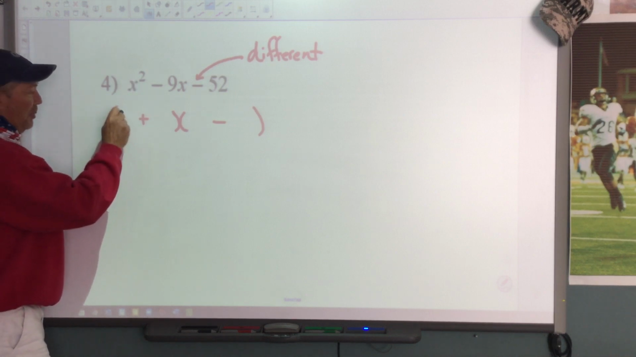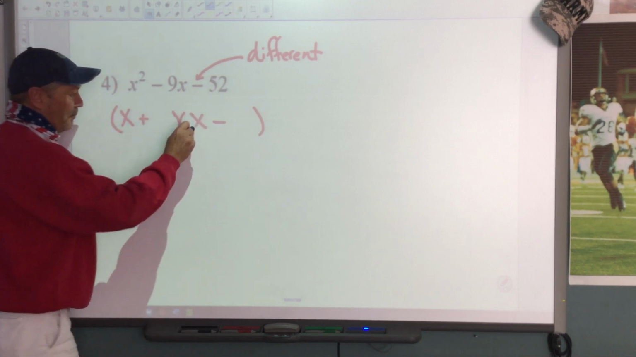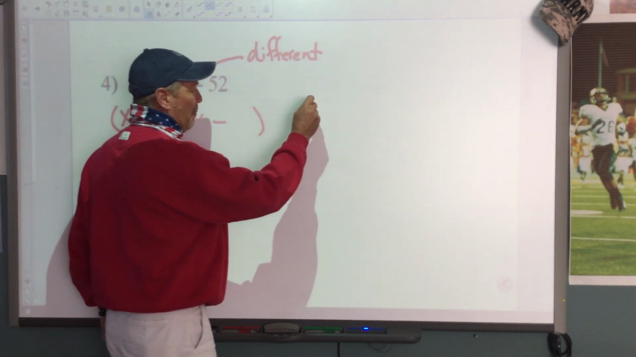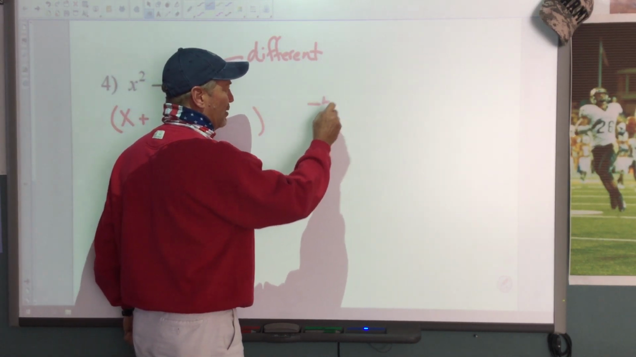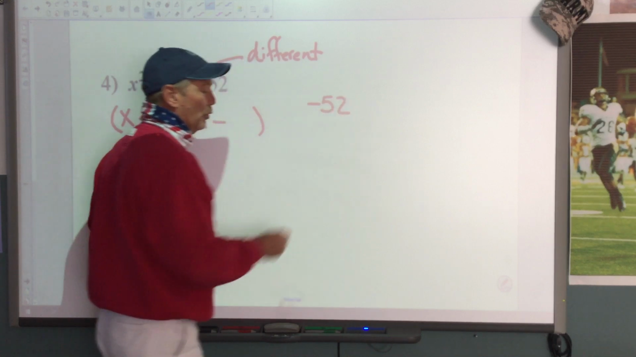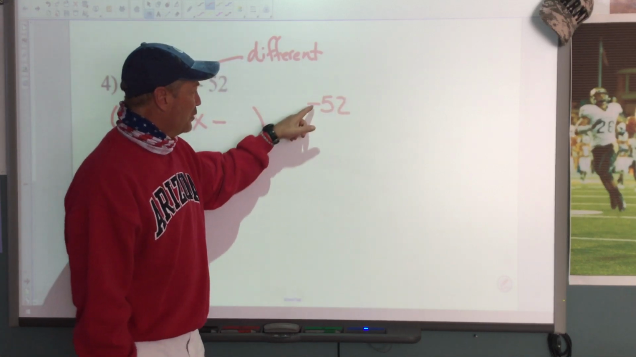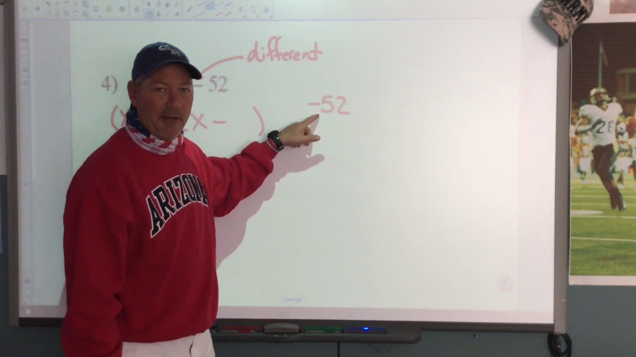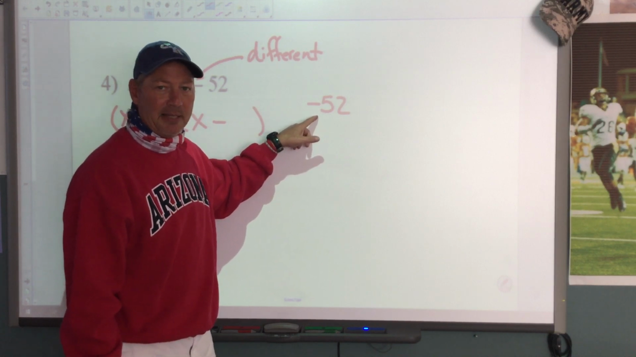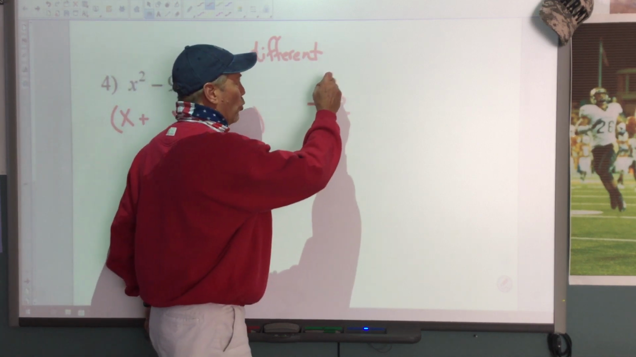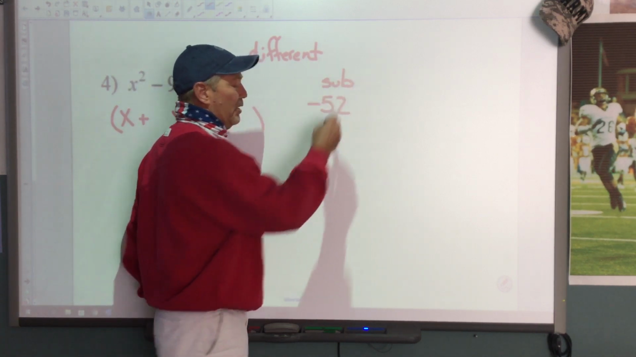The x squared is going to be x times x. Over here, my back number, at the very back end, my C value, is a negative 42. Now, on the previous problem, this was a plus sign. It was a positive 84, and a plus sign meant to add. Well, this is a minus 52. We're going to subtract to find our combination.